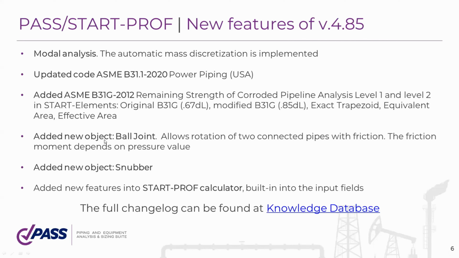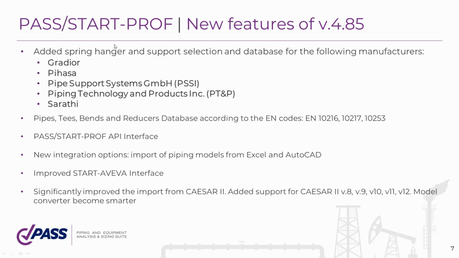Also, we added the new ball joint element and snubber element. And we improved the built-in calculator functions. This is not all the changes. The full change list can be found in our knowledge base at our website, pestsuite.com. Also, we added several manufacturers of spring hangers. Now START-PROF can select those springs, and we plan to add more spring hangers in future versions.